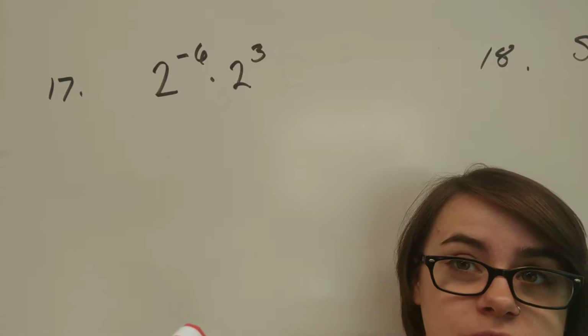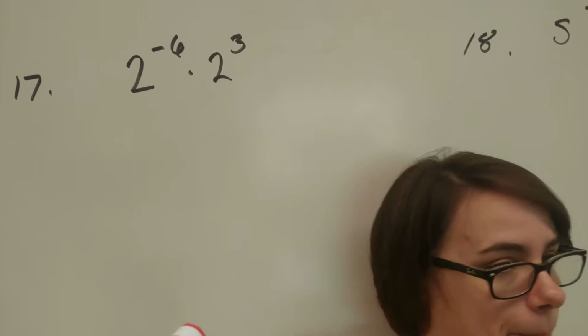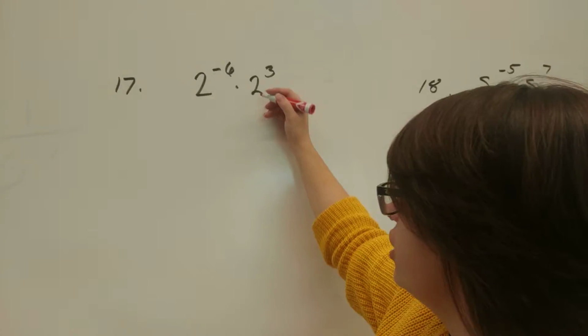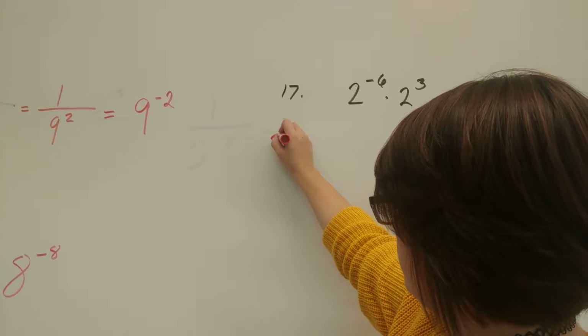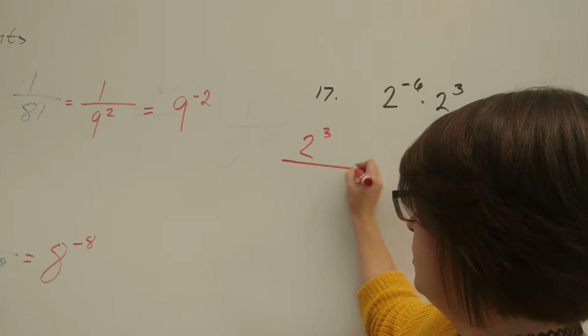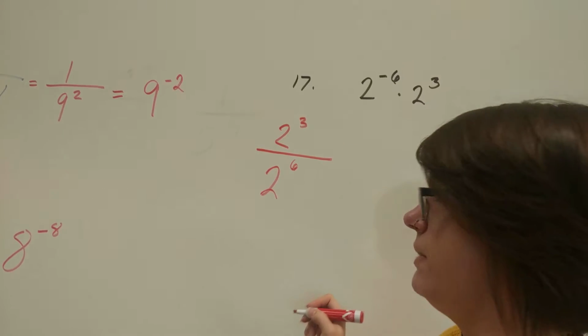Which one do you guys want to do first? Do you want to add the exponents or make it happy? Make it happy. Okay, is that your new trick? All right, is the 2 to the third happy already? Yeah. What about the 2 to the negative 6? Is it happy? No. So it goes downstairs, and now it's happy.